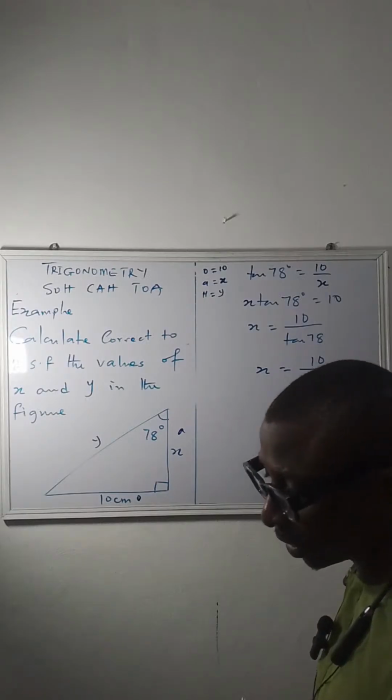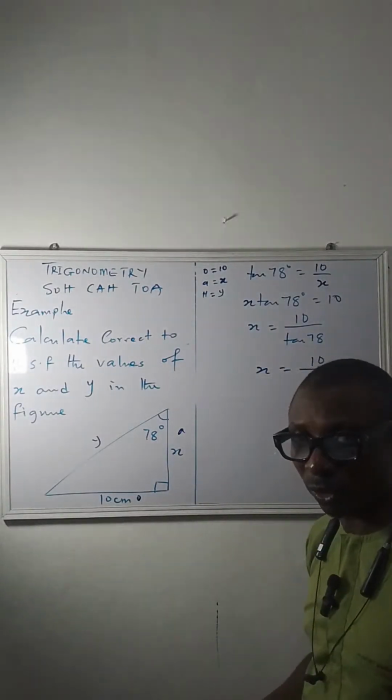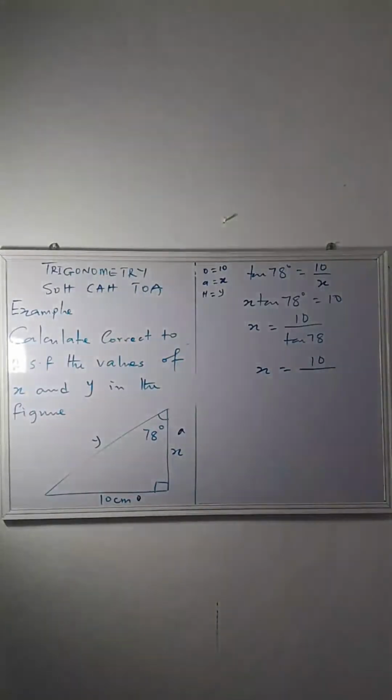So we need to check tan 78. Is anybody doing that? Punch your calculator and tell me what is tan 78. Or you check your four-figure table, tangent of angles. What do we have as tan 78? Drop your answer in the comment section. What is tan 78?